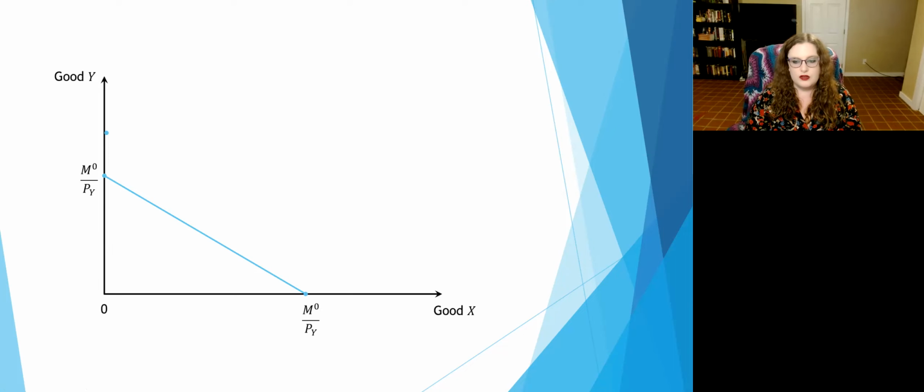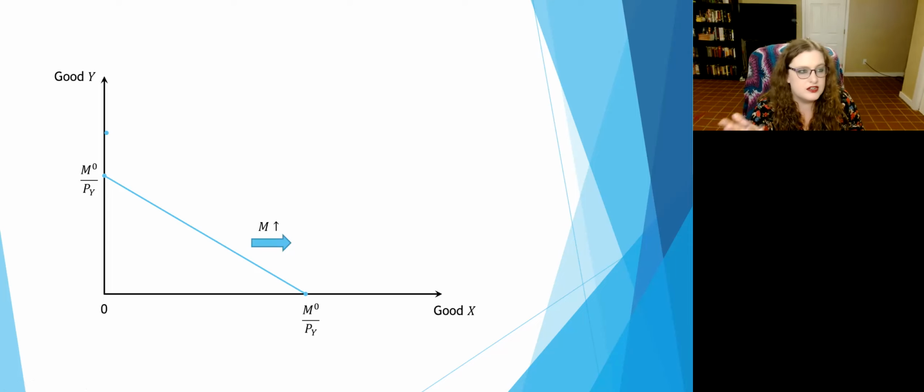Let's say that we're looking at good X. Oh, hold on. This one at the bottom is supposed to be a PX. Please, in your notes, if you're redrawing this, notice that good Y has M0 divided by PY, and this good X should have M0 divided by PX. Sorry about that. All right, so M0 over PY to M0 over PX.